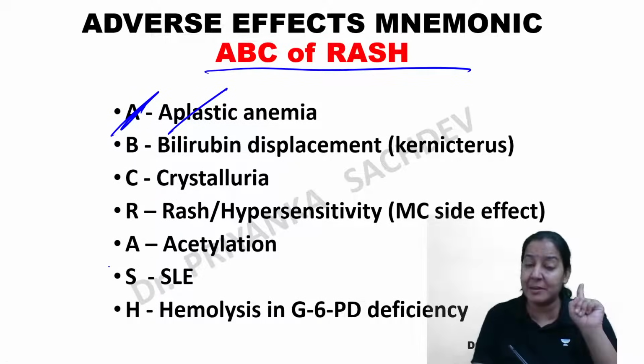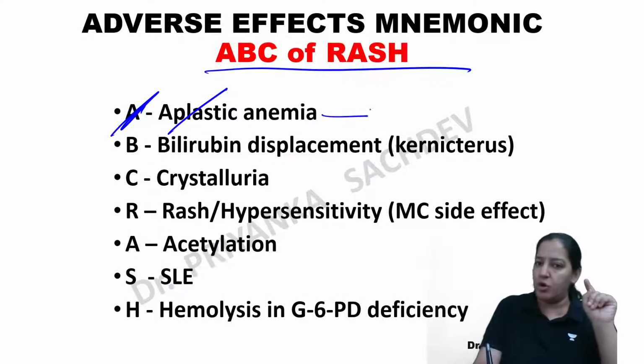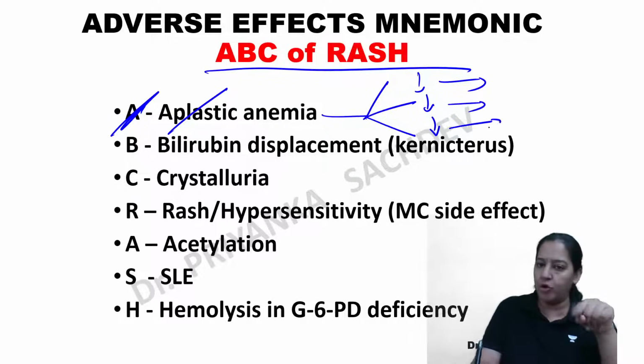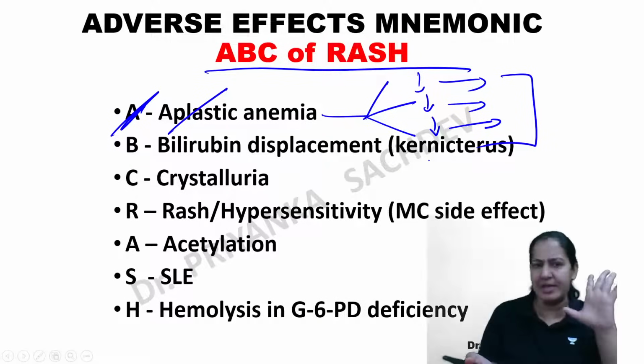So sulfonamides cause aplastic anemia. They suppress bone marrow and cause aplastic anemia. So patients have pancytopenia: not RBC, not WBC, not platelets, nothing will form. Less RBC, less WBC, less platelets. Patients have anemia, thrombocytopenia, leukopenia. Patients have pancytopenia due to aplastic anemia because they suppress bone marrow a little bit.